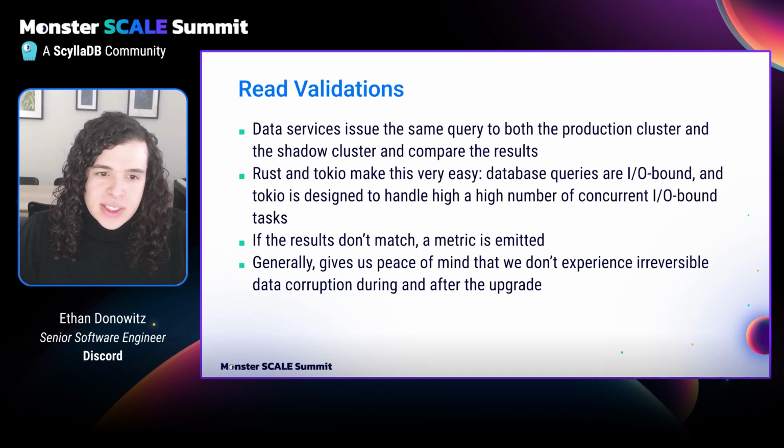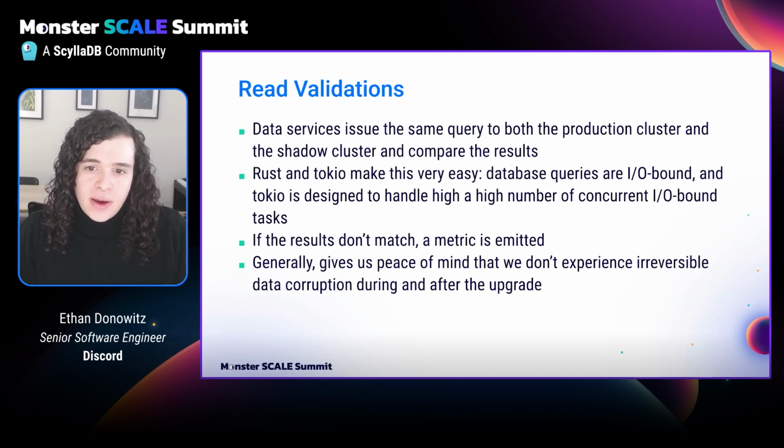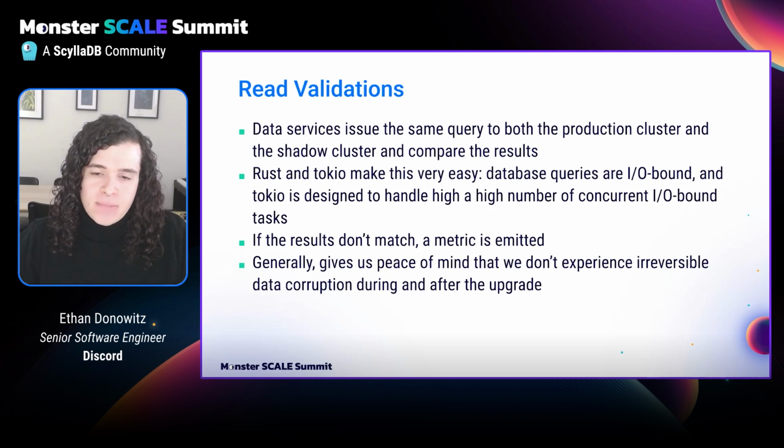So now we're going to talk a little bit about read validations. The data services issue the same query to both the production and shadow cluster, as I mentioned. These data services are written in Rust, and Rust has an asynchronous runtime called Tokio, which makes running these asynchronous tasks very easy. Database queries are I/O bound, and Tokio is designed to handle a very high number of concurrent I/O bound tasks. So we're able to make very efficient use of resources on the data service while we're doing this. If the results don't match, as I mentioned, a metric is emitted.